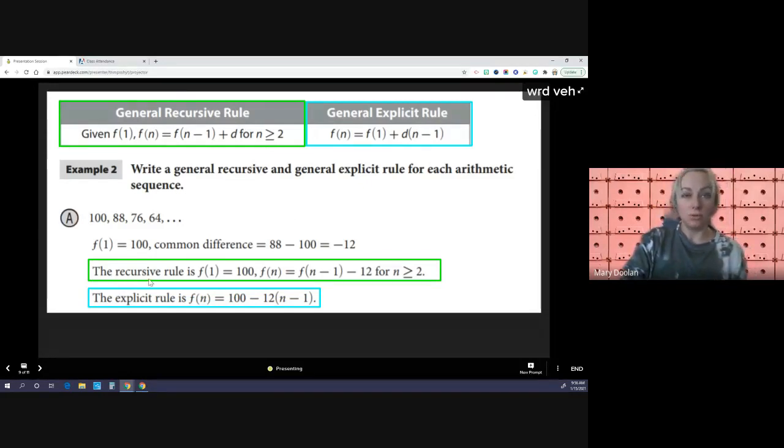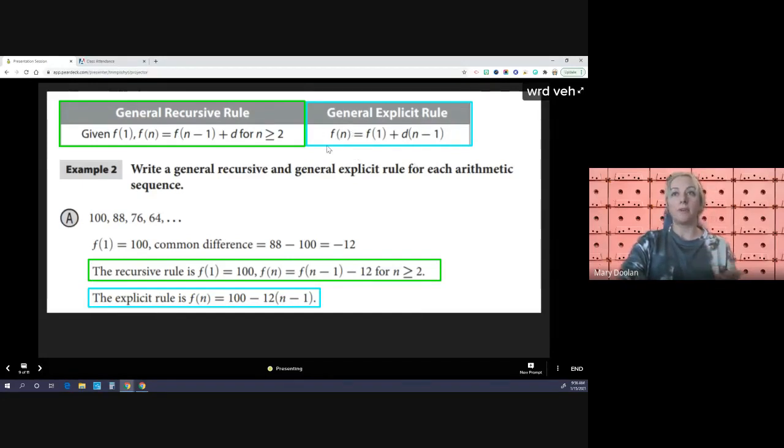So the recursive rule, okay, you have to give f of 1 equals 100. We figured that out already. And then you write f of n equals f of n minus 1. We put that there. And we put plus d. So plus negative 12, it's the same as minus 12. Then you write for n is greater than or equal to 2. Done. That's it.